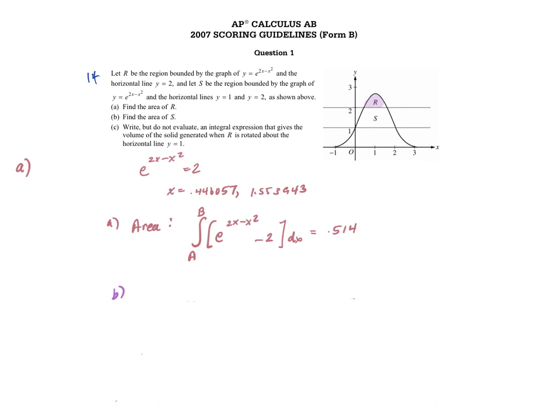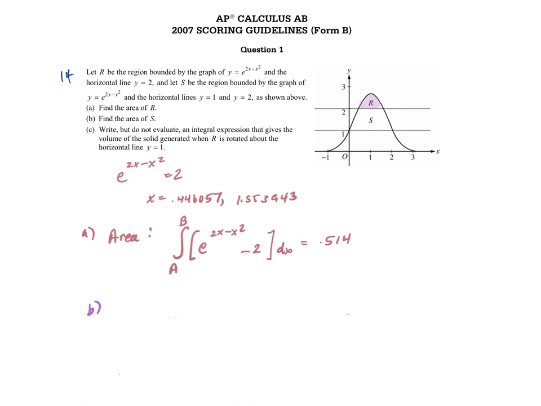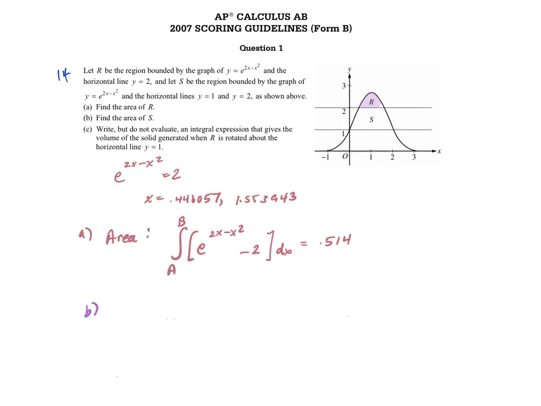All right, for part B, find the area of S. So this one's a little weird. So now I need to figure out when this curve equals 1. So I'm looking here at this and this. Now, obviously, one of them is 0. It looks like the other one is 2. But I would check to be safe.